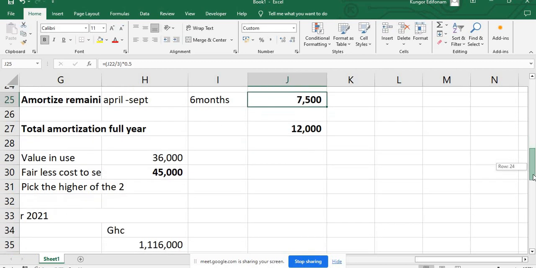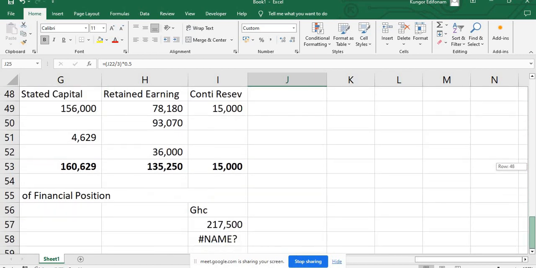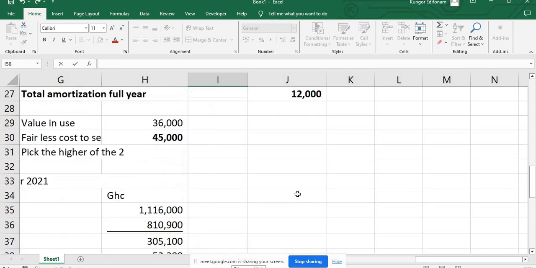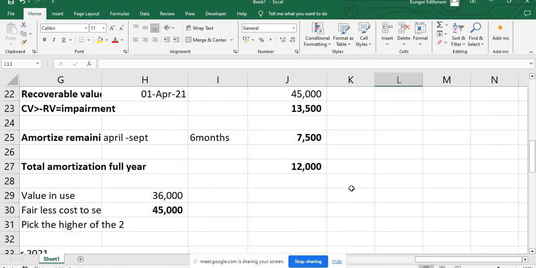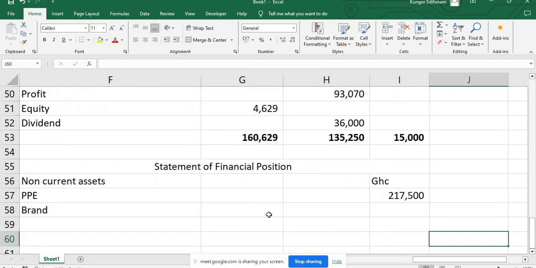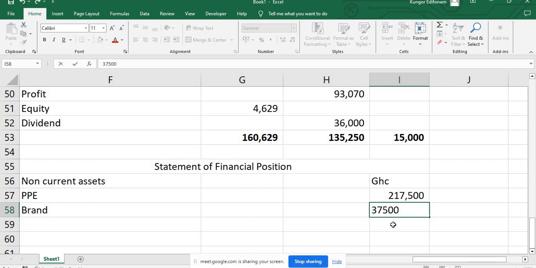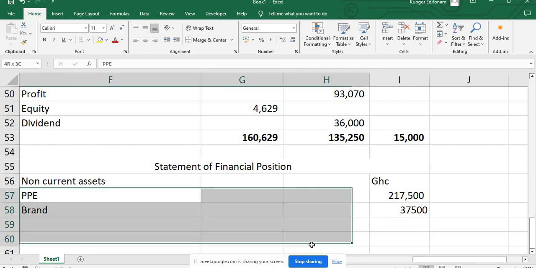Let me check if that has been captured. Okay, we've not been able to get that. So even with that, let's just go by the manual way if we are not getting the automated one. So this minus this: 45,000 minus 7,500. So we'll get 37,500 for the brand. Okay, and then the next thing will be our next non-current asset.